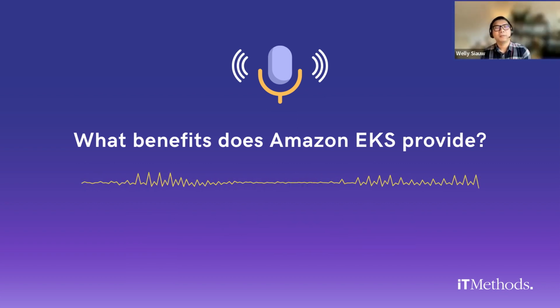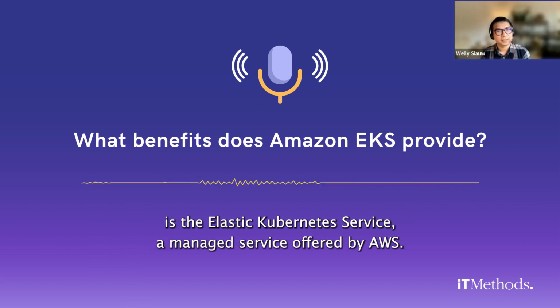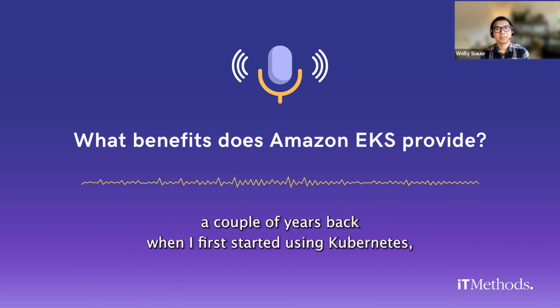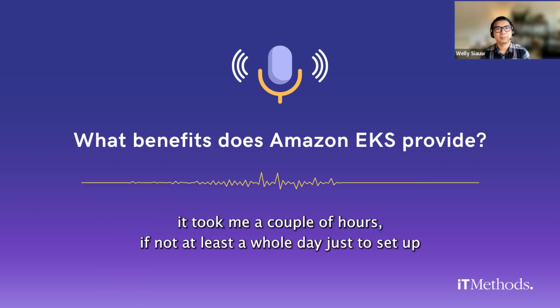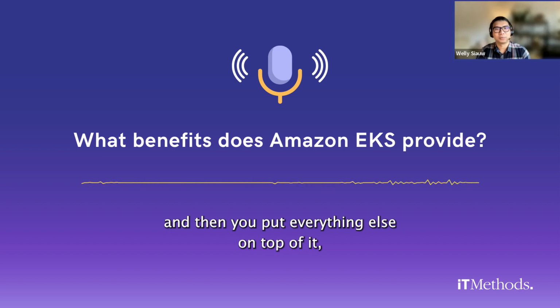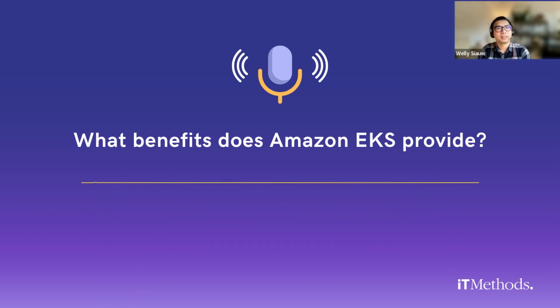Whenever I hear about EKS and Kubernetes, EKS, of course, is the Elastic Kubernetes Service, a managed service offering by AWS. But coming back to maybe a couple years back when I first started using Kubernetes, it took me a couple hours, if not at least a whole day, just to set up a Kubernetes cluster, etcd, kube proxies, and then you put everything else on top of it, and then you have to auto scale it, like you mentioned, before you get it to production ready.